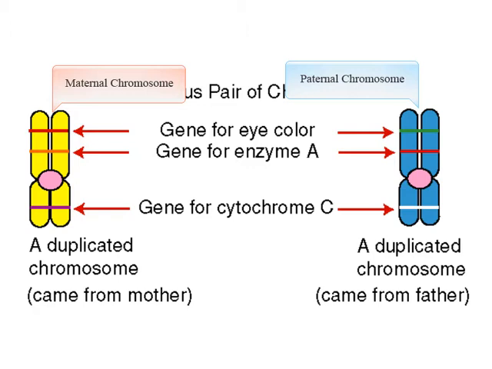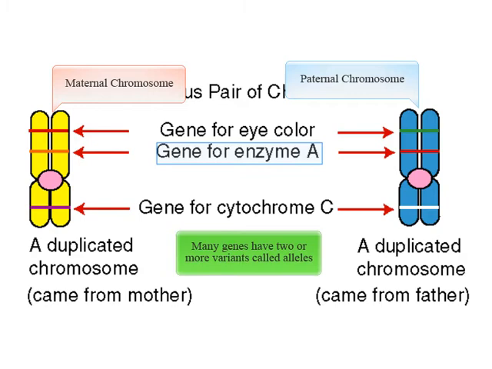We can see that the gene for eye color expressed on our father's chromosome looks different than the gene for eye color expressed on our mother's chromosome. That is, these are two different versions of that gene, and later on we'll learn that these are called alleles. The same for enzyme A. We don't need to worry what enzyme A is right now, but we can see that our mother's chromosome has a different version than our father's chromosome.